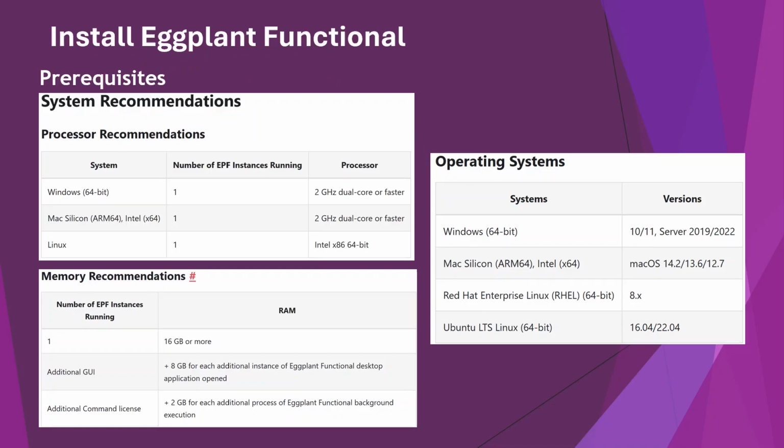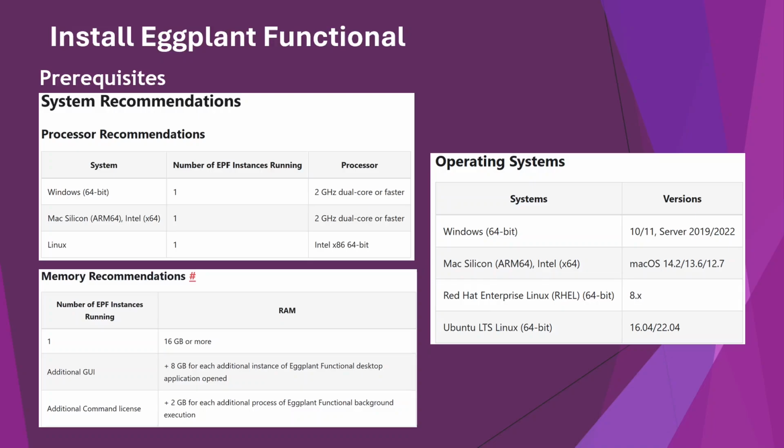To install Eggplant Functional, the following are the prerequisites. The first is system recommendations, starting with processor recommendations. If you see on the screen, the Windows processor recommendation is 2 GHz dual core or faster. In the same way for Mac, again the same processor, 2 GHz dual core or faster. For Linux it should be Intel x86 64-bit.